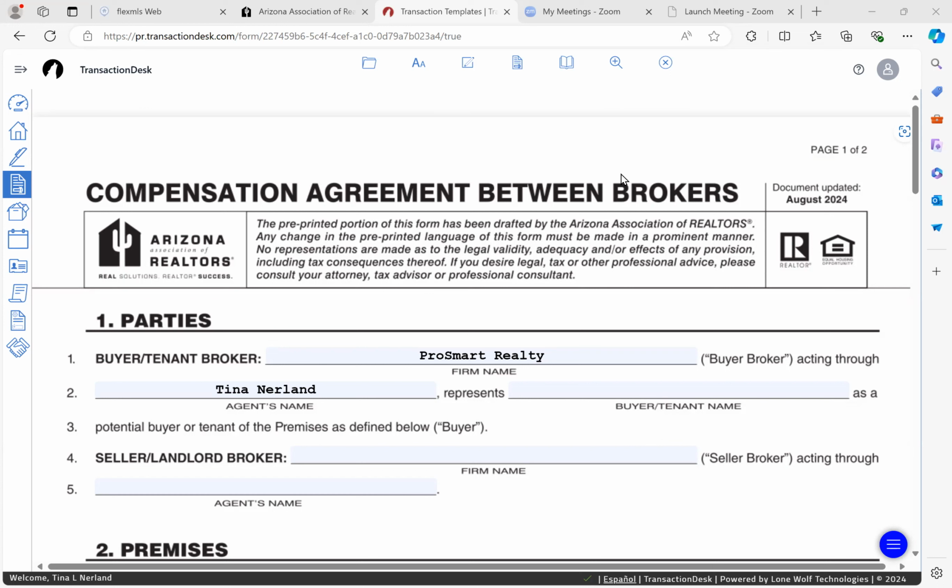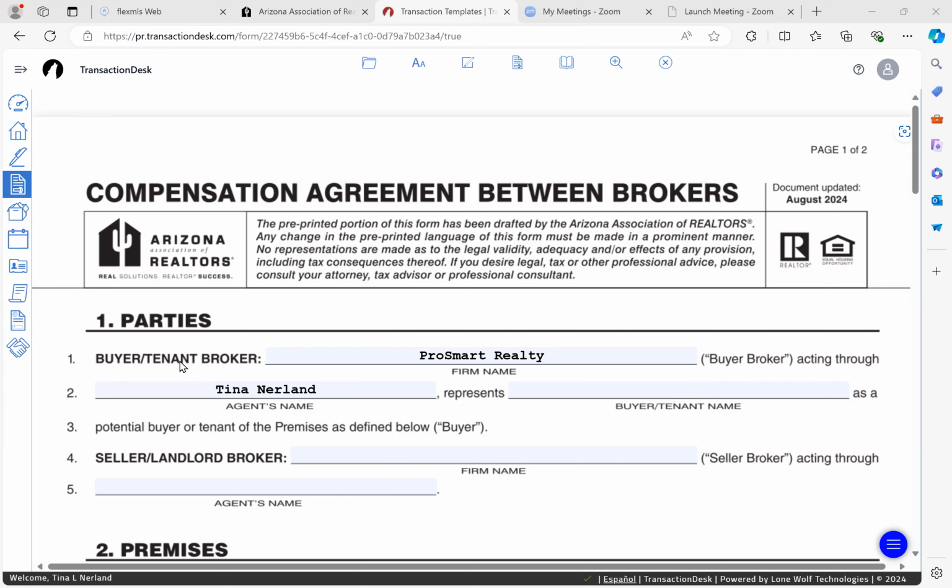Now, this is a document that should be created prior to any offers being written or received. So just keep that in mind. This is going to be a document that can be given by either the buyer's agent or the seller's agent. And like I mentioned, it should be given prior to, but within 10 days of an executed contract.